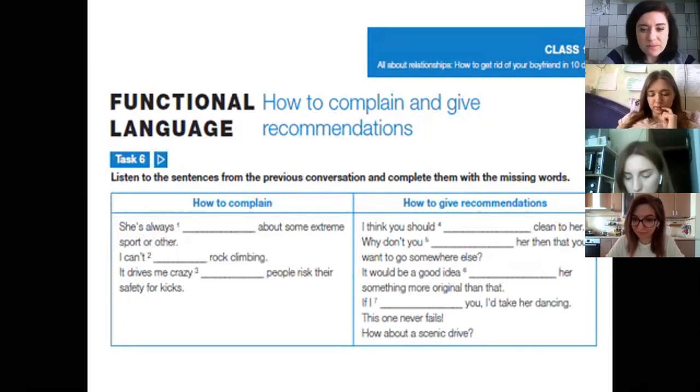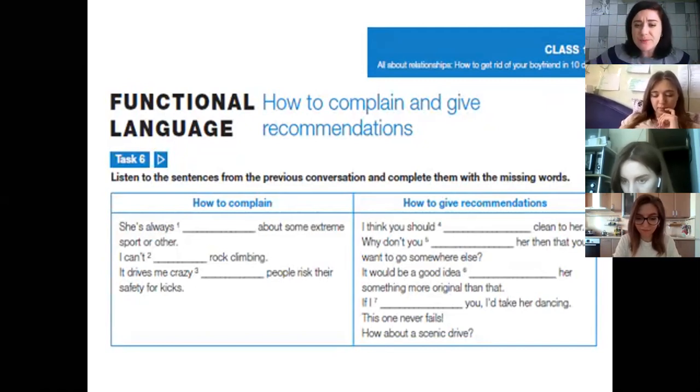there are not many phrases that need pronunciation clarification, so we focused on the form. And here it's important to pay attention to, like, first case, she is always talking about some extreme sport or other, like present continuous for an irritating, annoying situation. So focus on the form. Or it would be a good idea, and so on, to focus that it's second conditional. So what kind of questions can you ask?